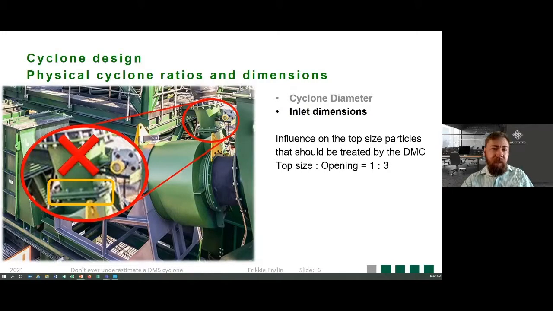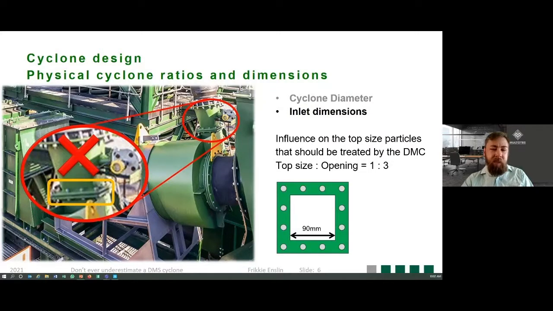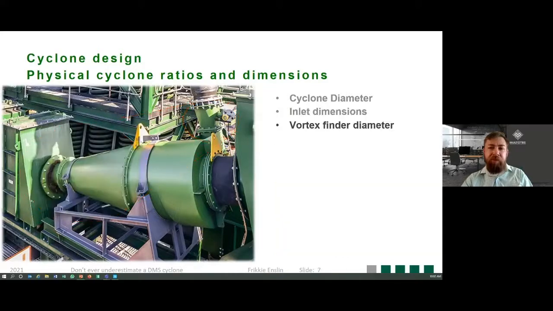So what this basically means is that if you have an inlet with an opening dimension of 90 millimeters, square in this case, the biggest particle that you can fit three times in that space is your top size particle that you can push through that cyclone. So in this specific example, for a 90 millimeter by 90 millimeter inlet, we're typically looking at a top size particle of 30 millimeters that you can push through there.